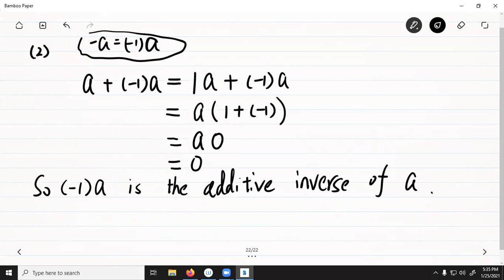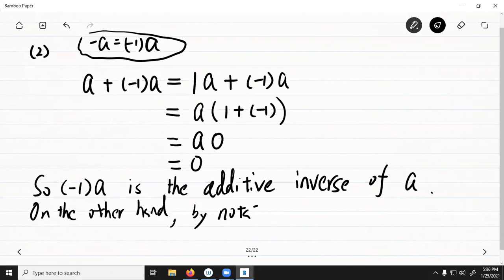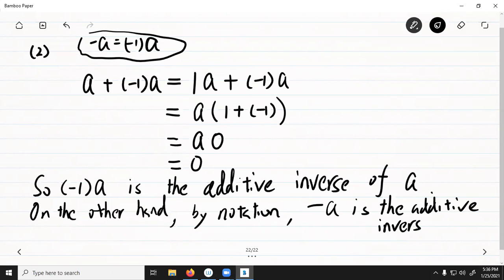So, okay. On the other hand, by the definition, by the notation, we have negative A is the additive inverse of A. Right? This is notation. Why do we write negative A? Because we use negative A to denote the additive inverse of A.